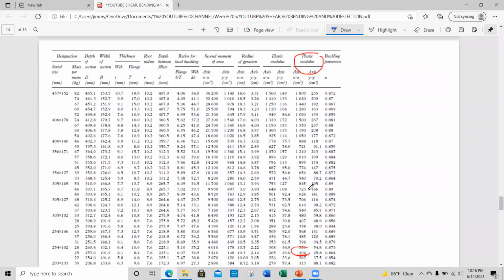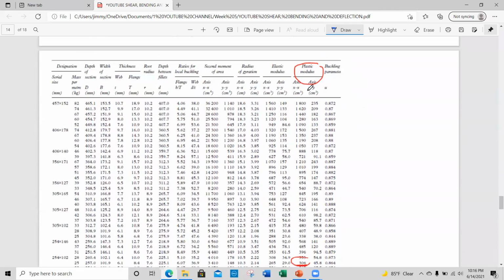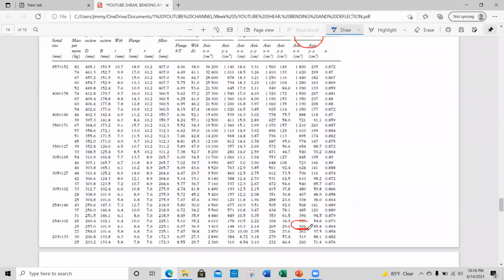So as you can see here, you have the section modulus, or plastic section modulus, which is 306, and you have this one, 25. 254 by 102 by 25. You have here also 313, 30. Better to use this one, as I said earlier.